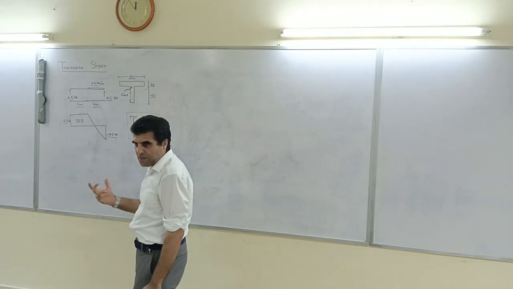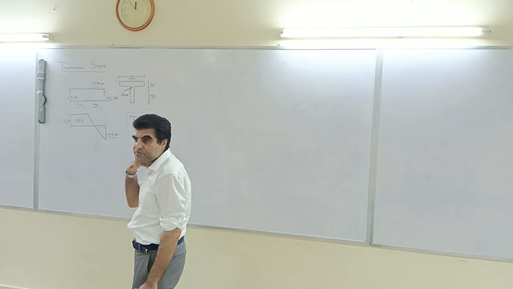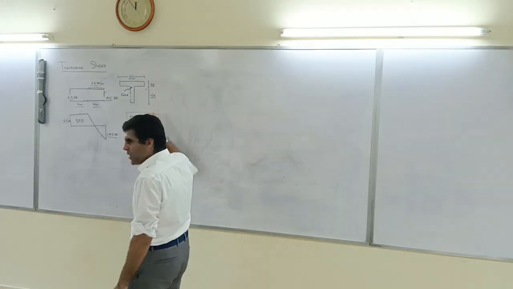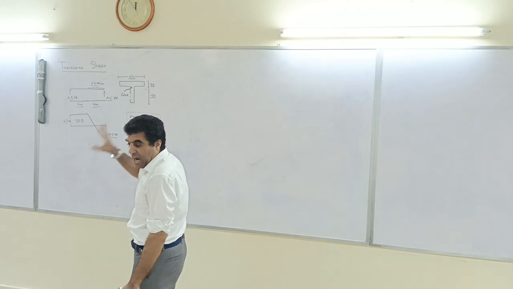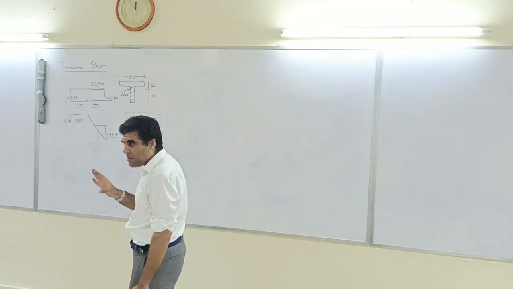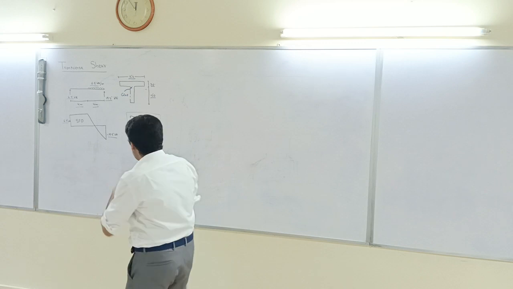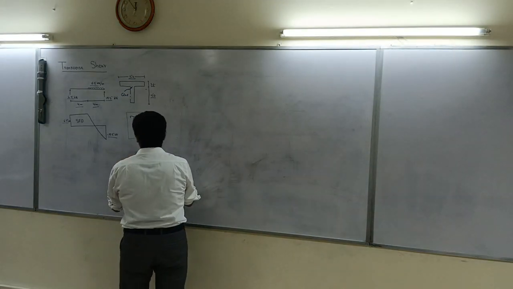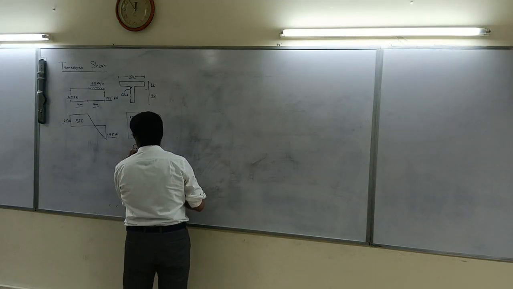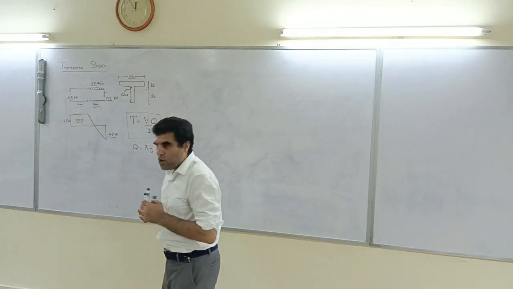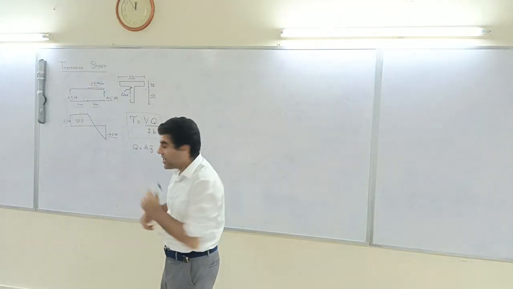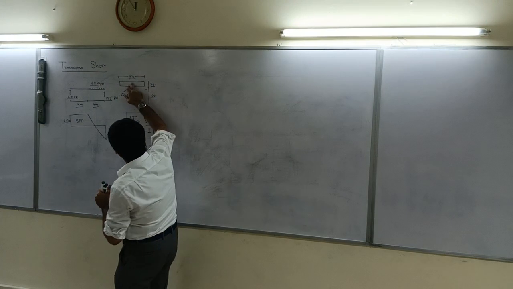B is the width of the cross section. And Q is the first area moment. Now first area moment, how would you take? First area moment, Q, is equal to A y bar. So you have to see which area you are interested in. We are interested in this area.